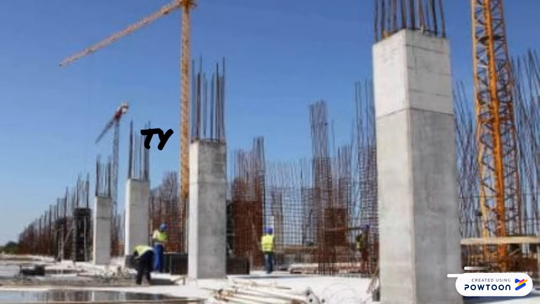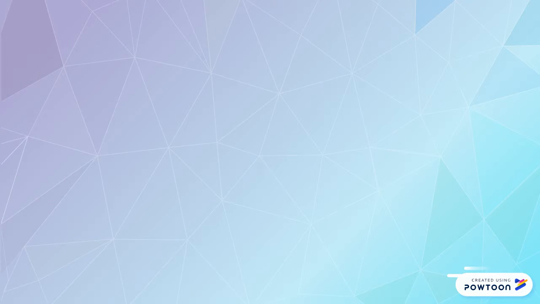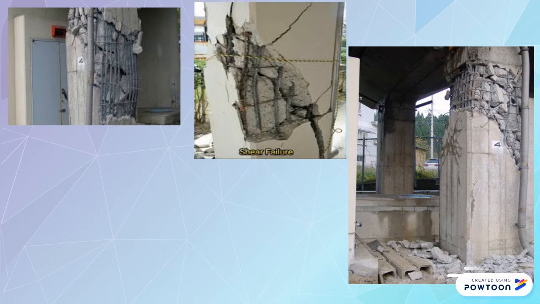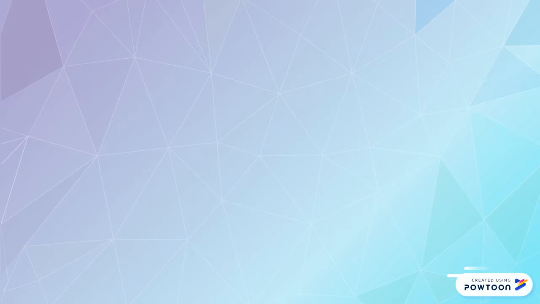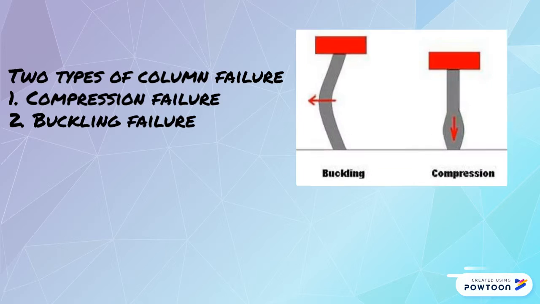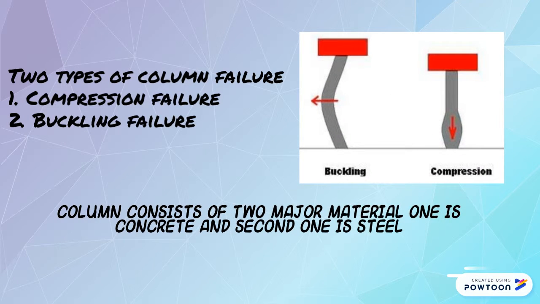The second structure that we choose, which has several failures, is column. These are a few examples of failure which occur in columns. There are two types of column failure. The first one is compression failure, and the second one is buckling failure.